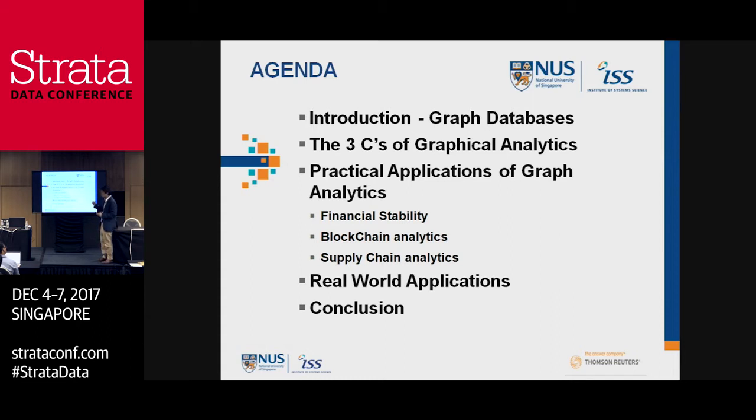The second subject, I'll touch on the 3 C's. You know, in big data, you have 3 V's, and I'm just calling the term 3 C's here to make things easy to remember. After that, we will talk about some practical applications of graphical analytics. We will talk of its use in financial stability, in blockchain analytics, and lastly, in supply chain analytics as well. And then my colleague will give a demonstration of some of the work they've done in Thomson Reuters, of some real-world applications. And we conclude. Thank you.